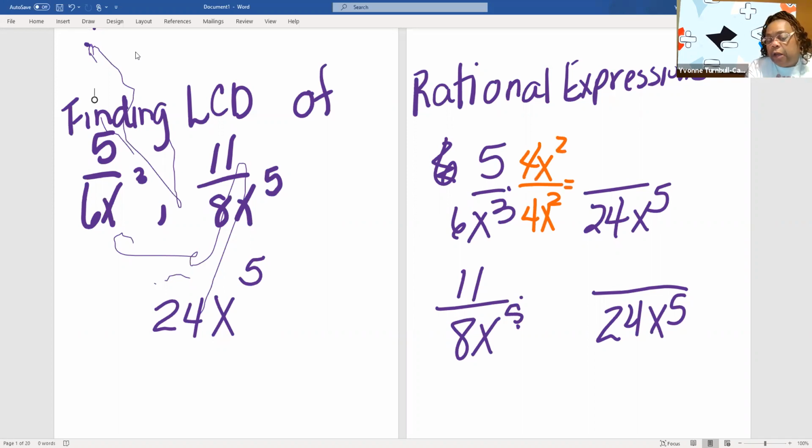Now I come down here. What times 8 gives me 24? Of course, it's 3. And because x to the 5th is already there, that will not change. So I don't need to put the x to the 5th here as part of my equivalent fraction, because if I wrote it here, that would make it increase. But I do need to put the 3 up here, because whatever you do to the bottom, you have to do to the top. So now let's go and multiply.